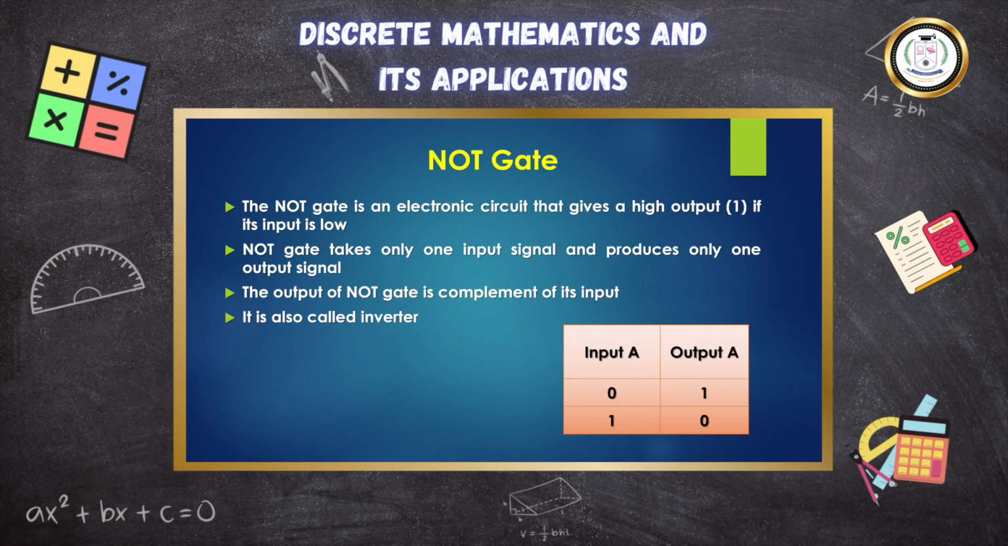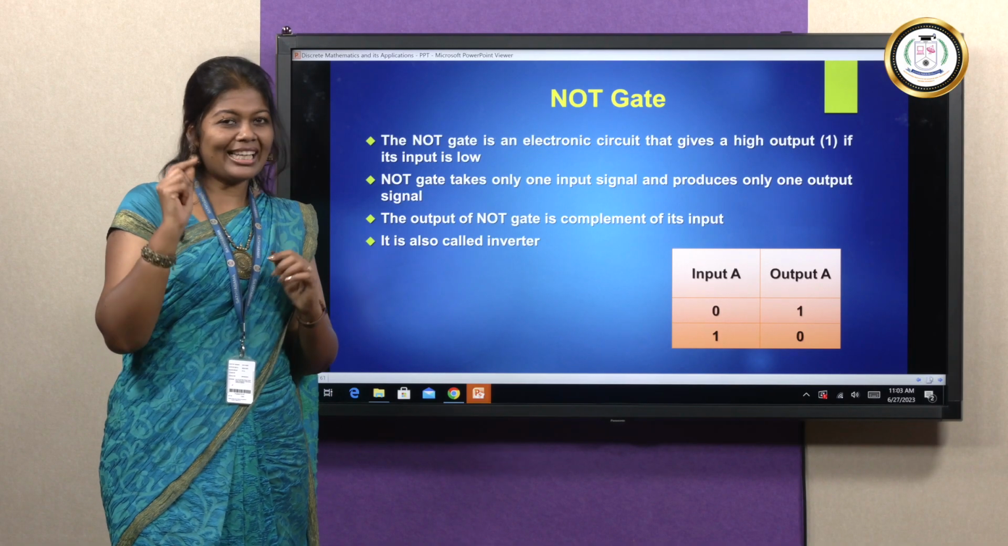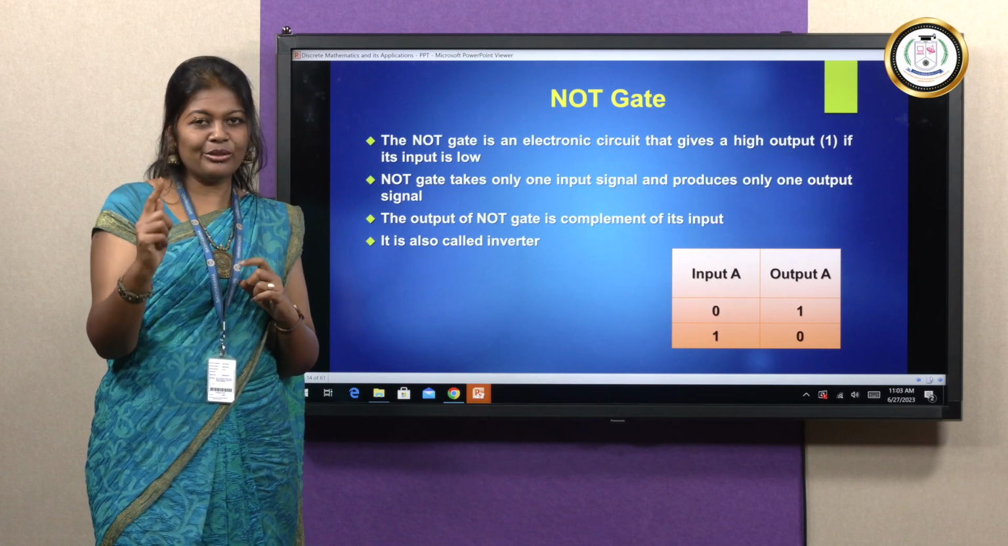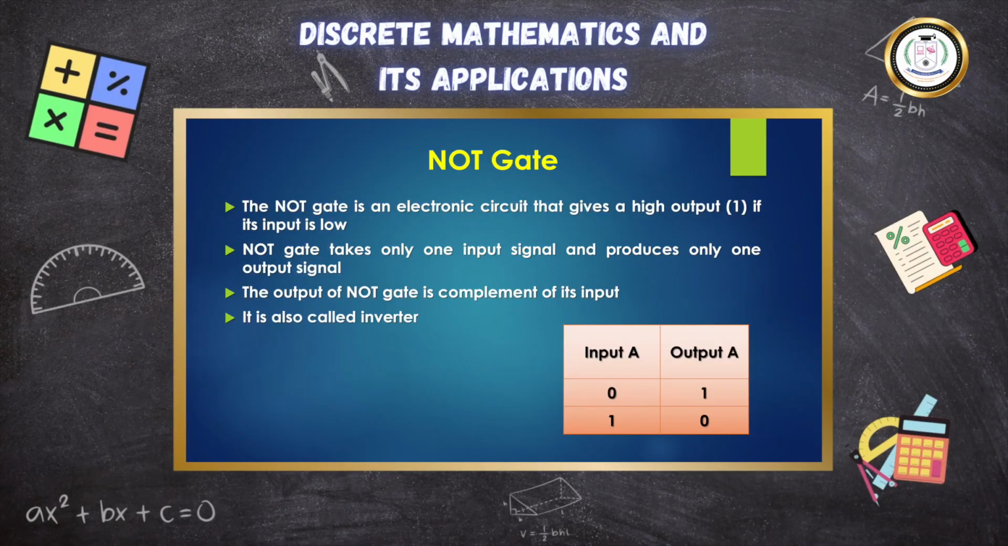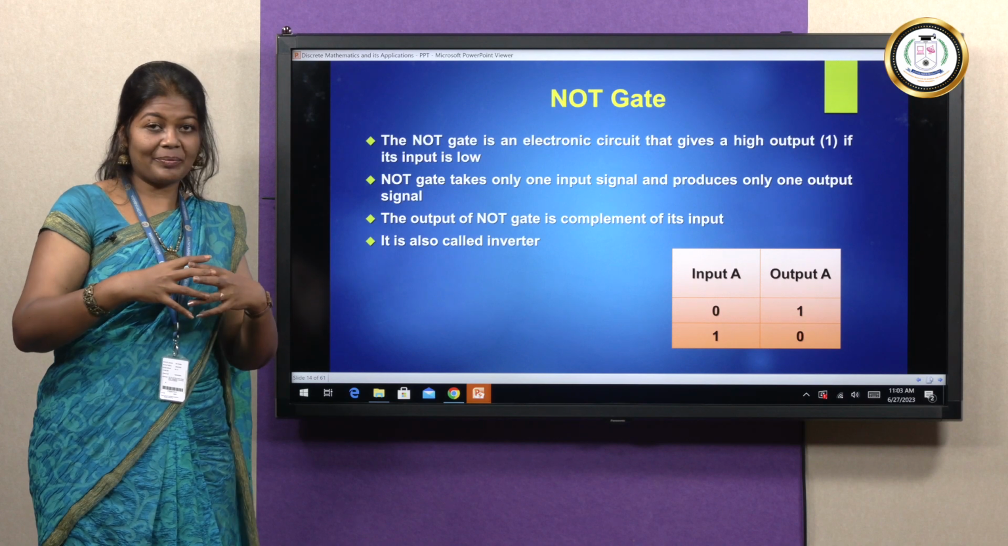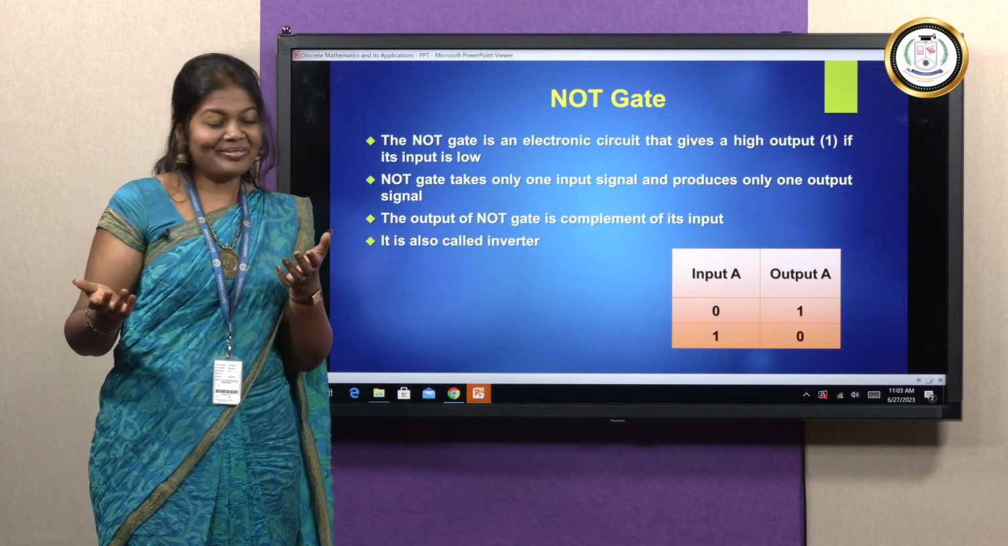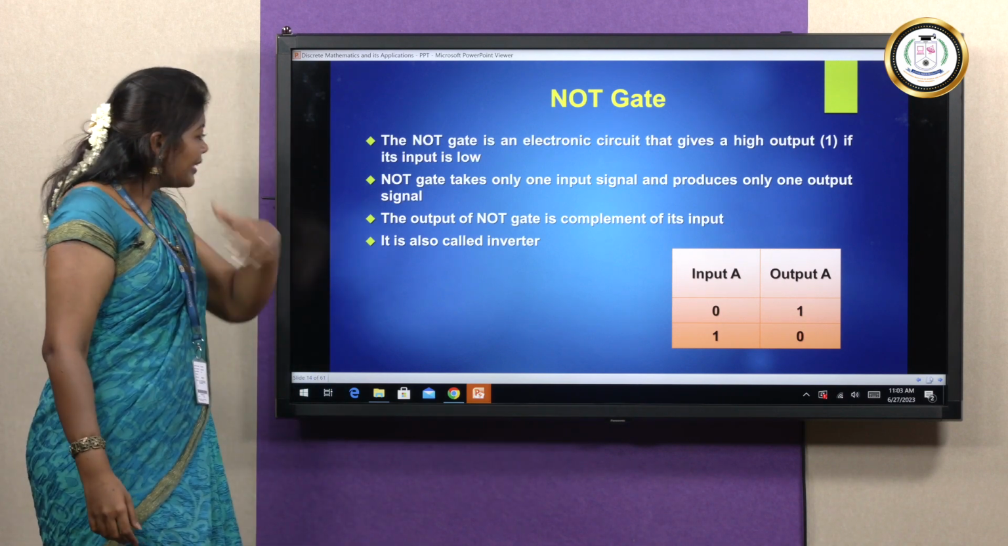Now, the NOT gate is very different from the AND and the OR in the sense it only acts on one input signal to produce one output signal, okay? And also, it returns a high output if the input is low and vice versa. Now, it is also called an inverter, all right? So, this is how it works.